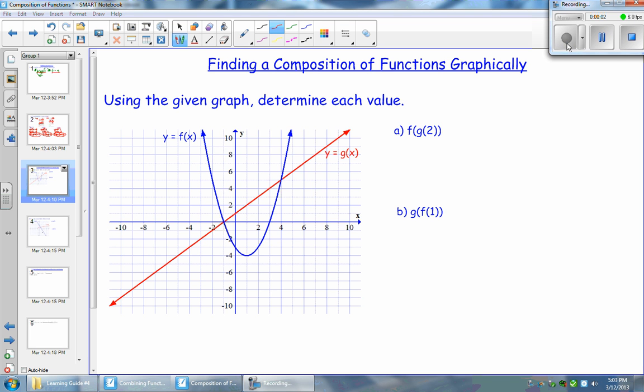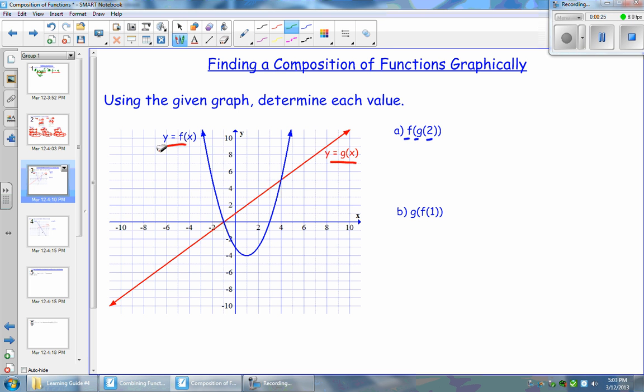So the next thing we're going to look at in terms of composition of functions is how to evaluate a composition of functions using a given graph. I'm given two graphs here, y is equal to f of x and y is equal to g of x, and I want to evaluate two different compositions here. Let's take a look at the first composition, f of g of 2.